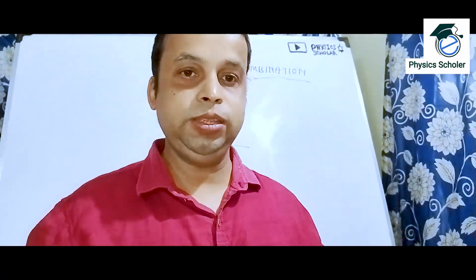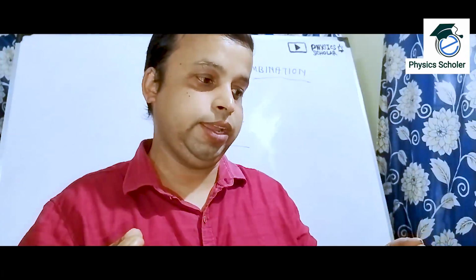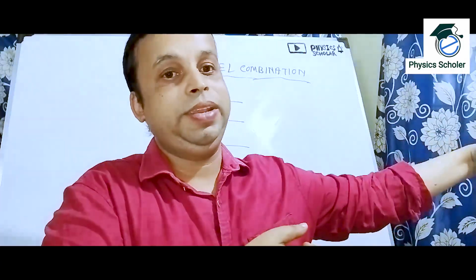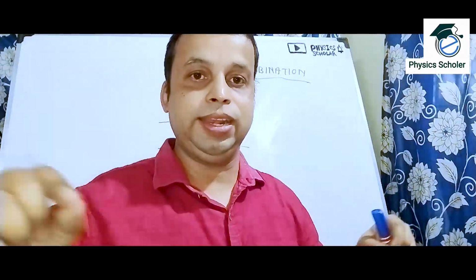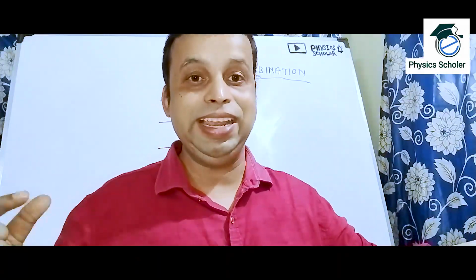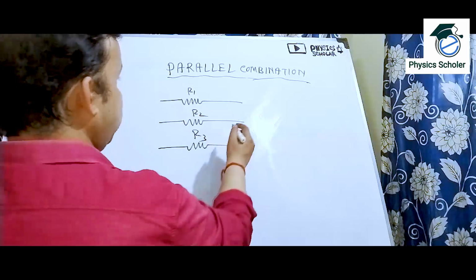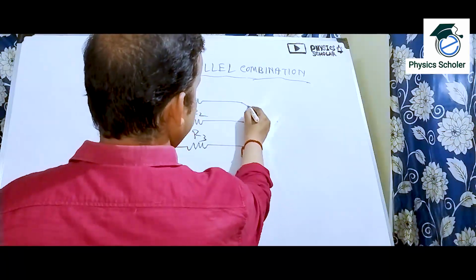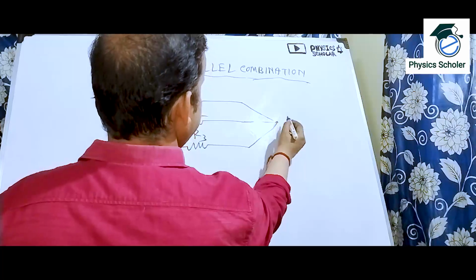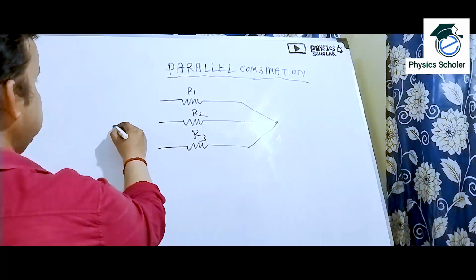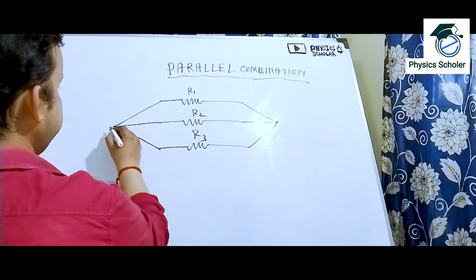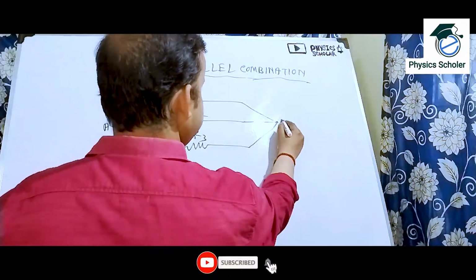In case of the series, we know that the end of one resistance is the beginning of another resistance, and the end of that is the beginning of another. That means one after another, we are connecting all the resistances just like a chain. But here, one end of all the resistances will be connected to a common point, and the other end of all the resistances will be connected to another common point. Suppose this common point is A and this common point is B.